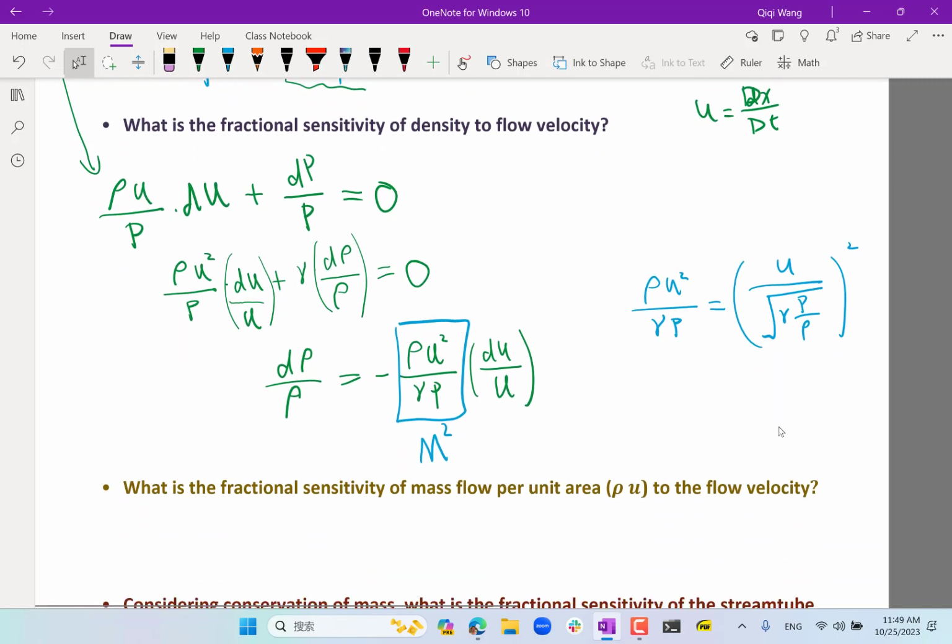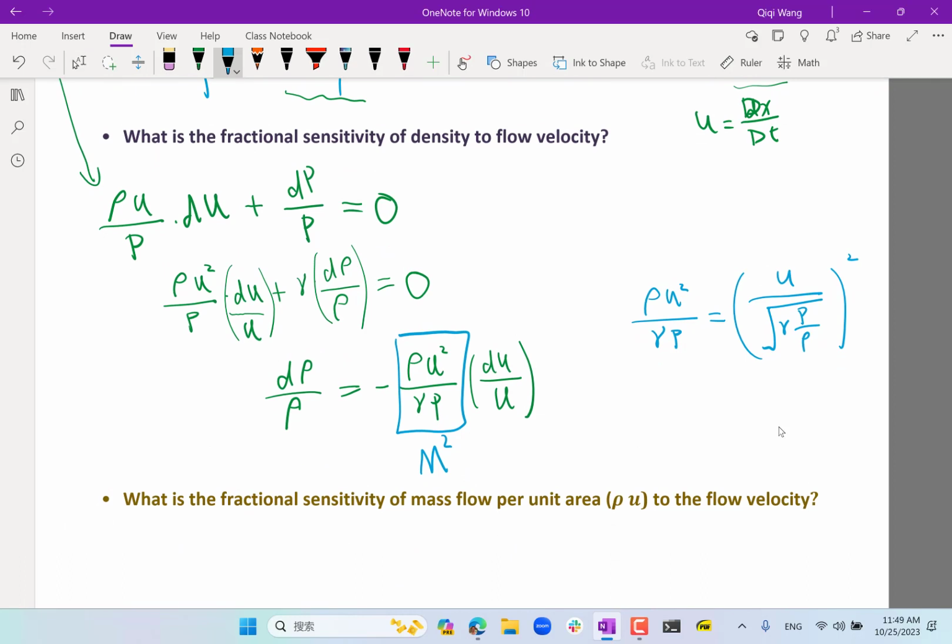So that basically tells you an example of how we can do this. And particularly, let's answer this question: what is the fractional sensitivity of mass flow per unit area, rho times u, to the flow velocity? Because this number is critical in mass conservation, right? In incompressible flow, we have u times area equal to a constant. That's steady flow mass conservation. But in compressible flow, rho is a variable, so rho u times area is equal to a constant. So what is the fractional sensitivity, what is d of rho times u divided by rho u?